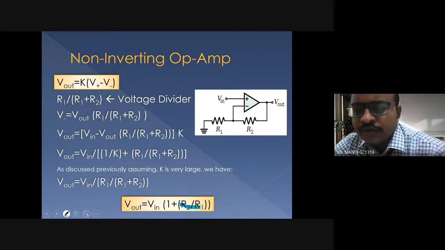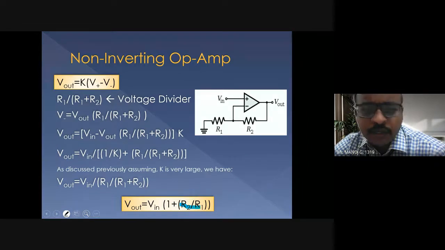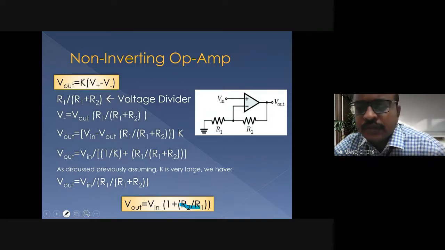And if you calculate V out, then AV is how much? It's 3. 1 plus R2 by R1, right? So it should be 3.